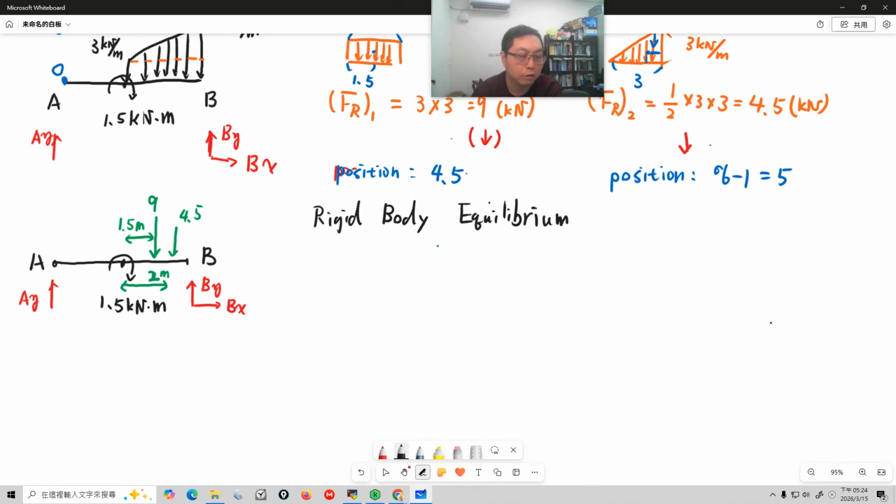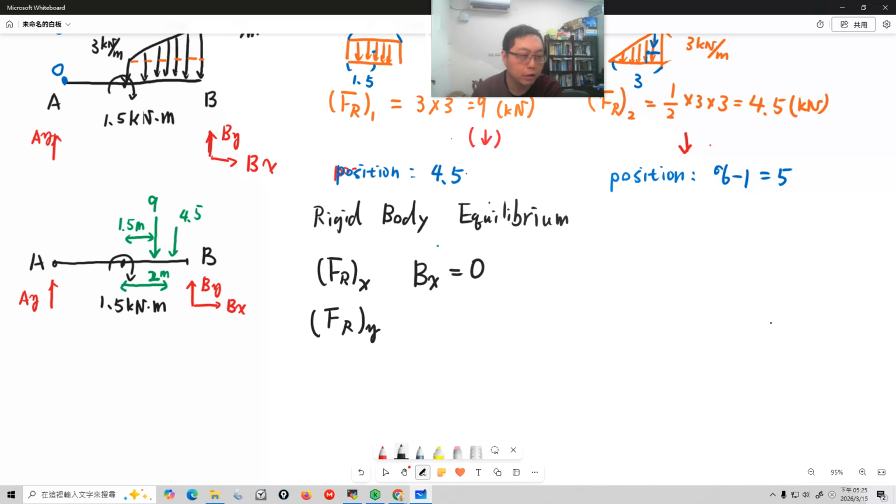Okay, let's check the resultant force of the system. We check the x direction. We only have Bx in the x direction, and the sum must equal 0. Okay, that doesn't help that much, but at least we know Bx equals 0.